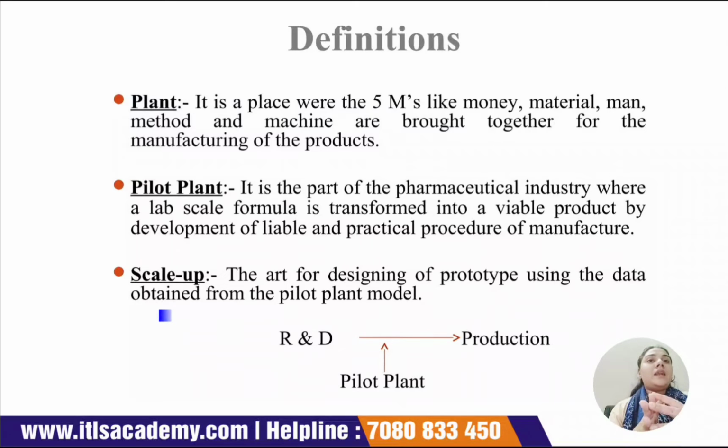So a plant is a region, or you can say an area, where all the 5 M's, money, material, man, method and machines, are placed together, and from there the manufacturing of products takes place. So here I have mentioned the 5 M's. Now how it is related to any pharmaceutical industry, let us understand.